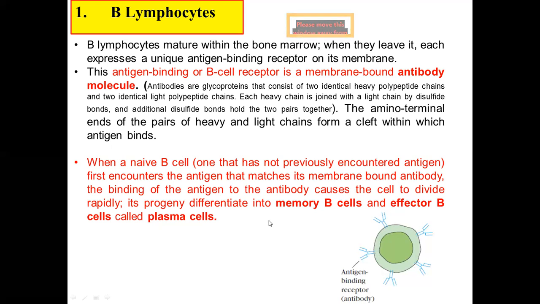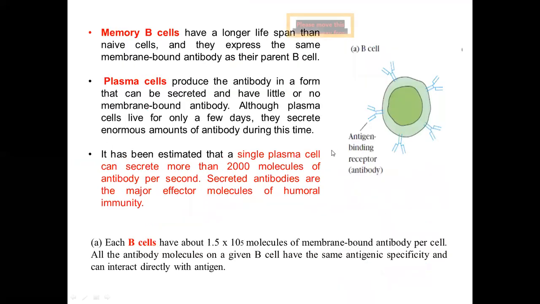The activated B cell differentiates into a memory B cell and an effector B cell. The effector B cell is also called a plasma cell. Memory B cells have a longer lifespan and they are going to stay in the body for a lifetime. And when the same antigen is encountered for the second time, the memory B cell gets activated and differentiates into a plasma cell and a memory cell again.